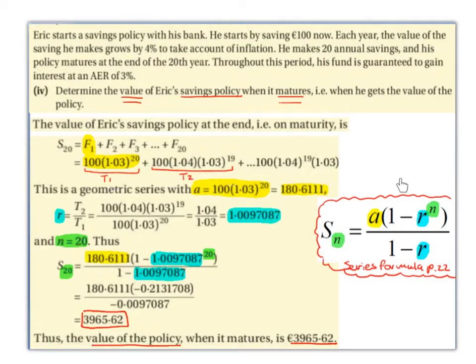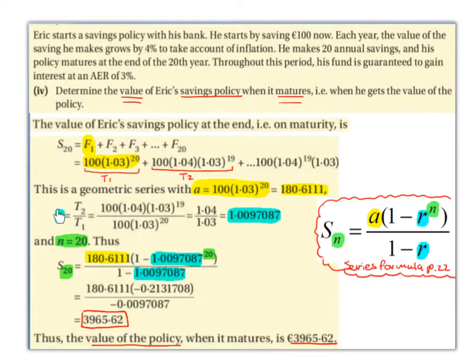So we're going to use our series formula, which is Sn equals A times 1 minus r to the power of n divided by 1 minus r. This is on page 22 of our formula book. This is a geometric series with A equaling 100 times 1.03 to the power 20. So that was term 1, which is A. And that actually equals 180.6111 to 4 decimal places. So that's going to be our A, and when we substitute into our formula, that's where we put it.